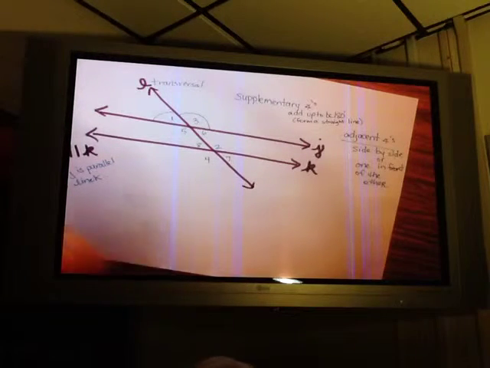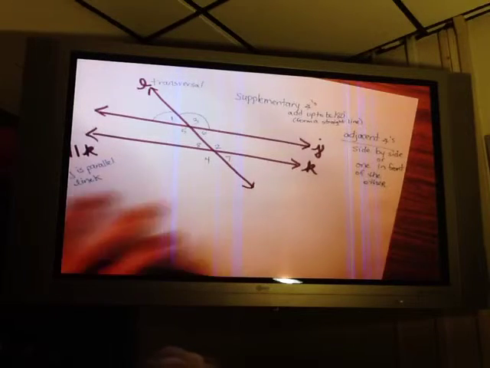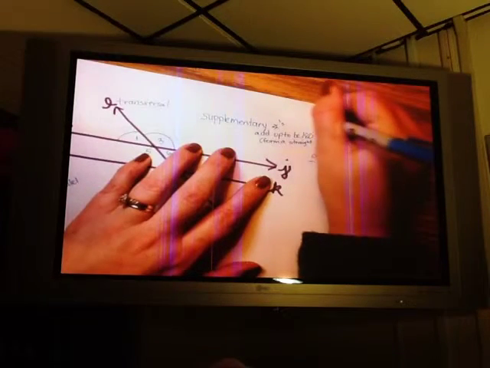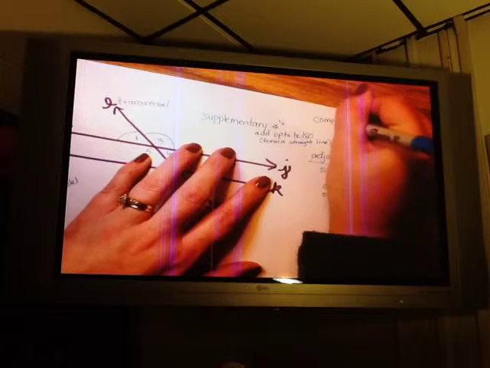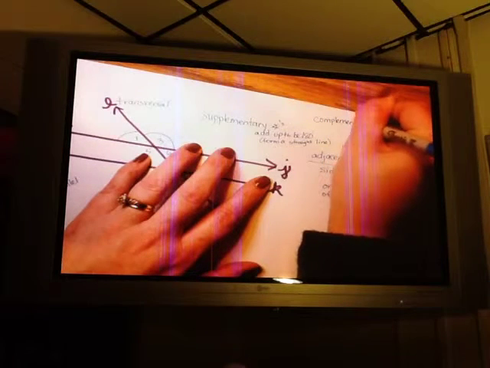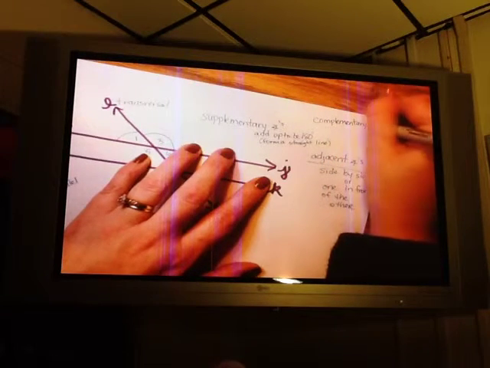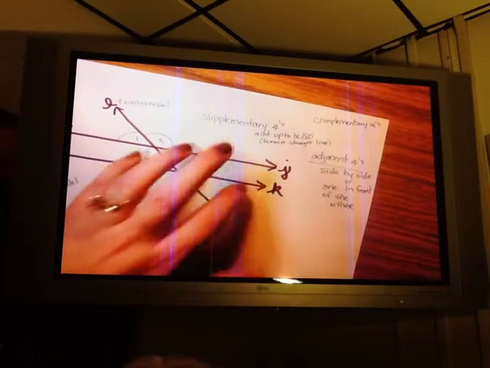That's what it means to be adjacent, side by side, or one in front of the other. Okay? Now, one other word that you should know, complementary. If an angle is complementary, it's complicated, not so much. It has to add up to be a certain amount of degrees.